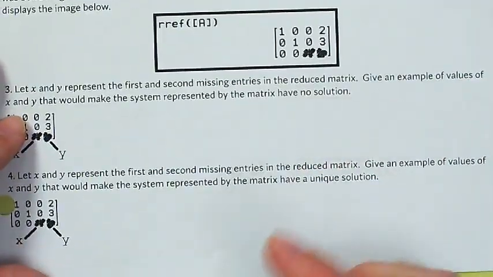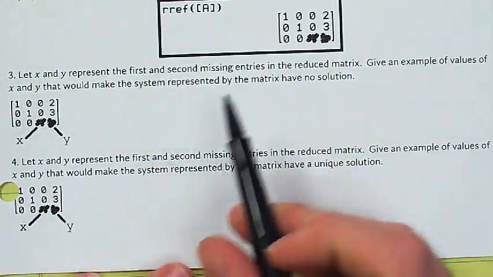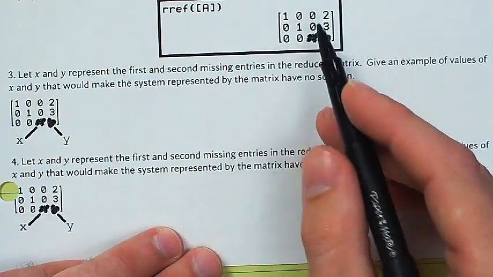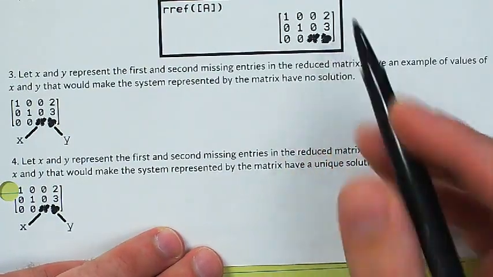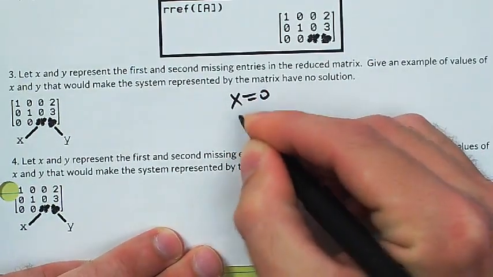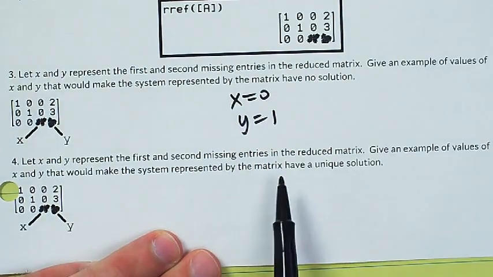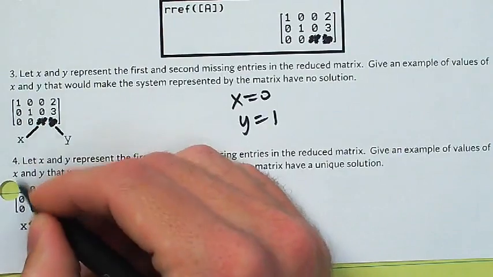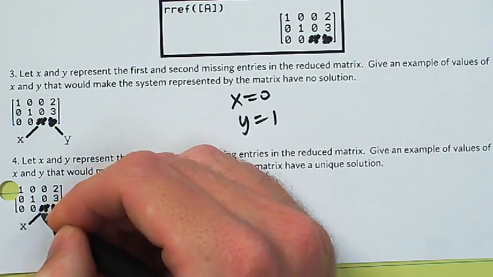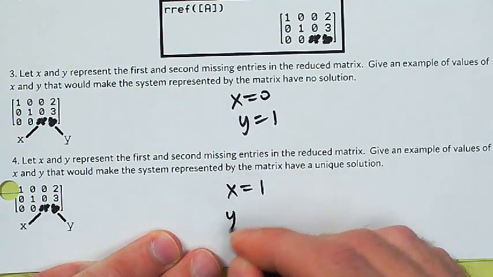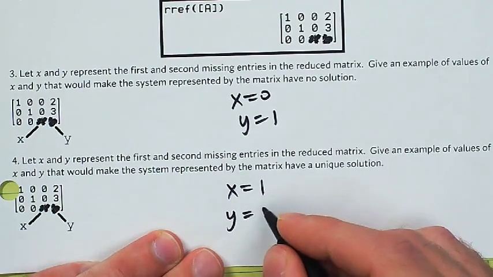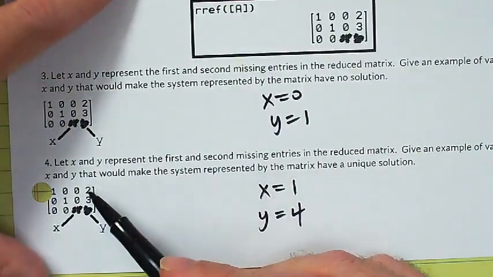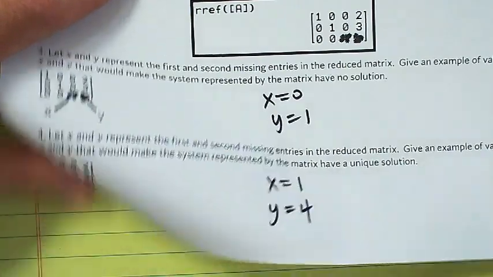And then this one is talking about the broken calculator. If this is going to have no solution, then I know it's 0, 0, 0, 1. 0 equals 1. So I'm going to say x equals 0, y equals 1. And if it's going to be a unique solution, we'd have x equaling 1, because then we'd have that 1, 0, 0, 0, 1, 0, 0, 0, 1 pattern. And then y could be like anything you wanted. Like, again, in Form A, I said it was 4, so I'll stick with that. And the unique solution would be x equals 2, y equals 3, z equals 4.